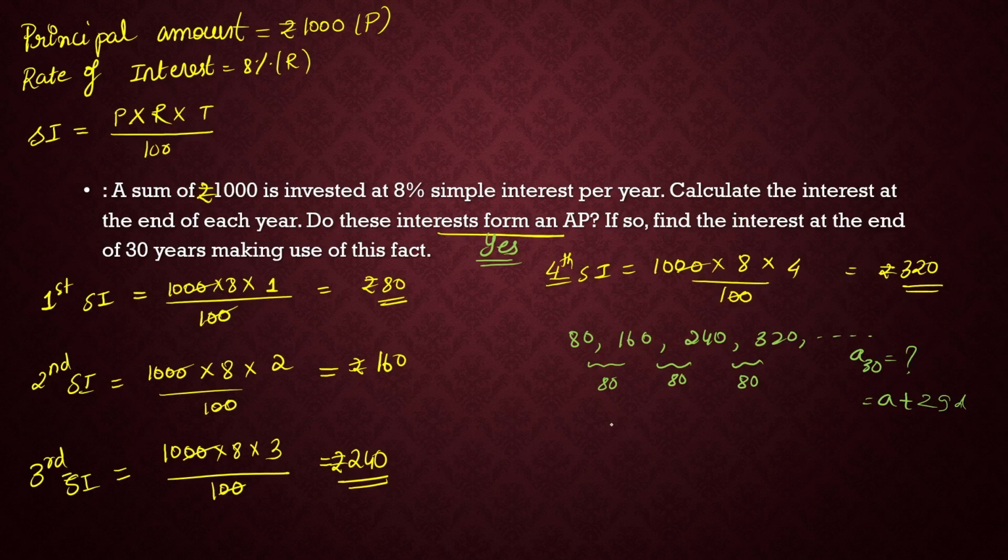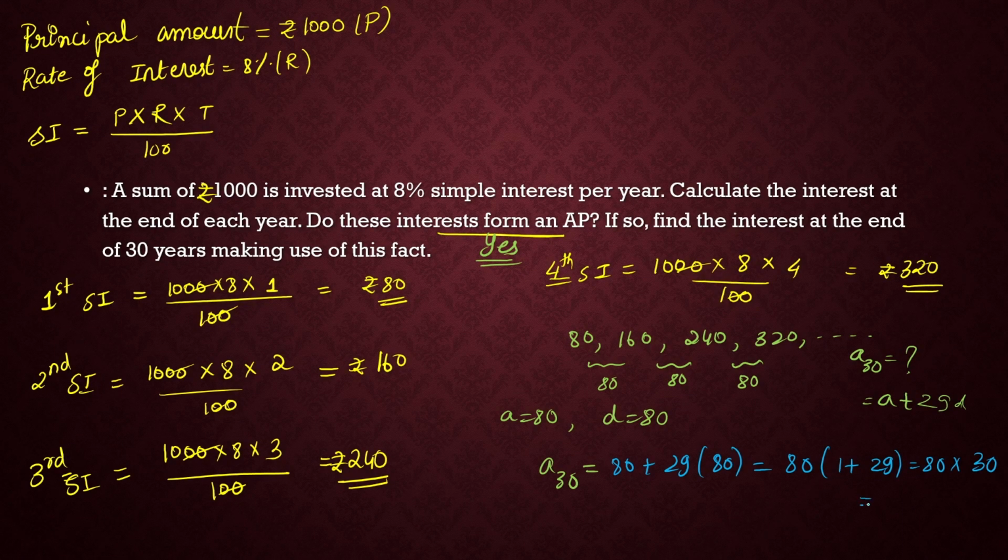Okay. So what's the value of A here? It's 80. Common difference D is also equal to 80. So A30 is equal to A plus A value is 80 plus 29 into D value is also equal to 80. So that is equal to, okay, so instead of complicating these numbers, just take 80 common into 1 plus 29. So that is equal to 80 into 30. That is equal to 2400. Yes, 2400. So the interest at the end of 30 years is going to be 2400 rupees.